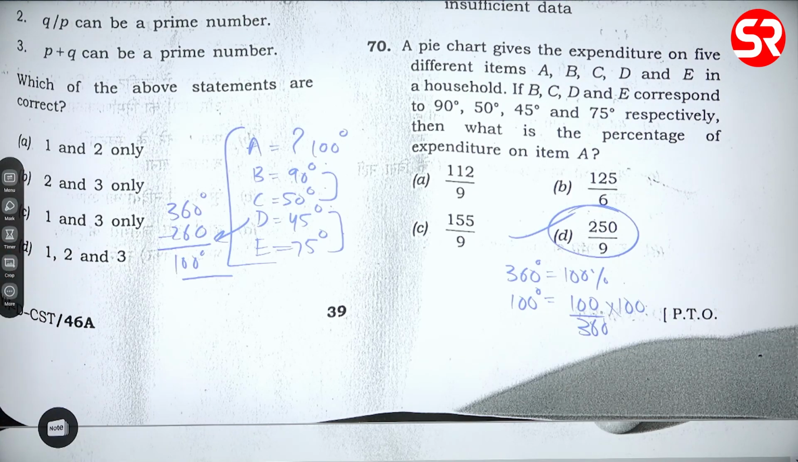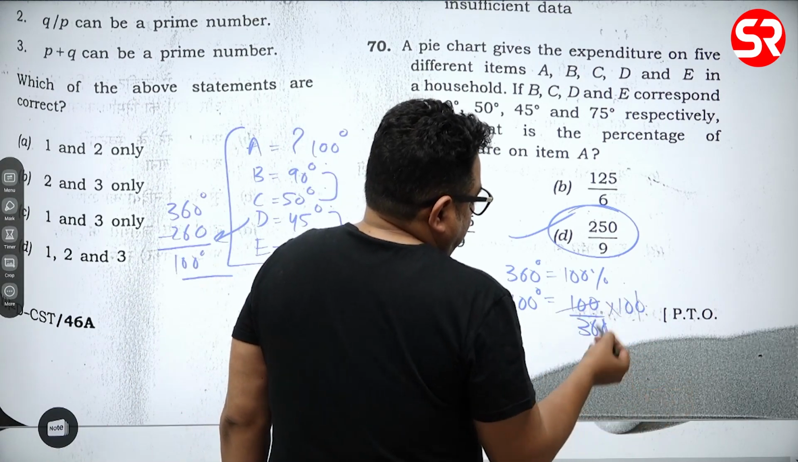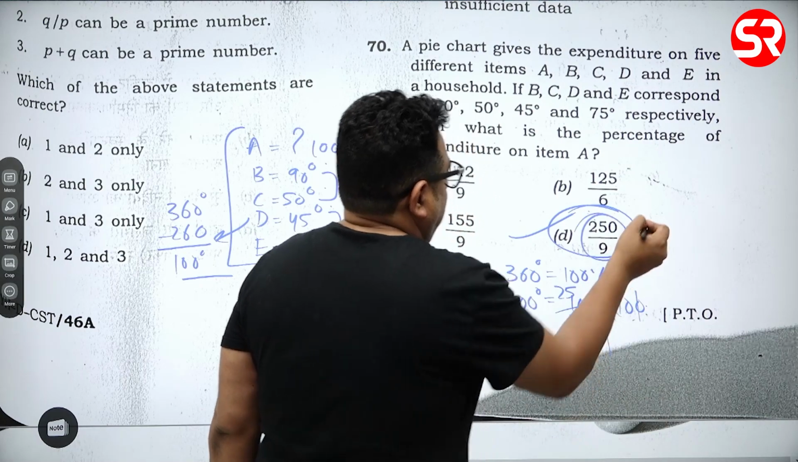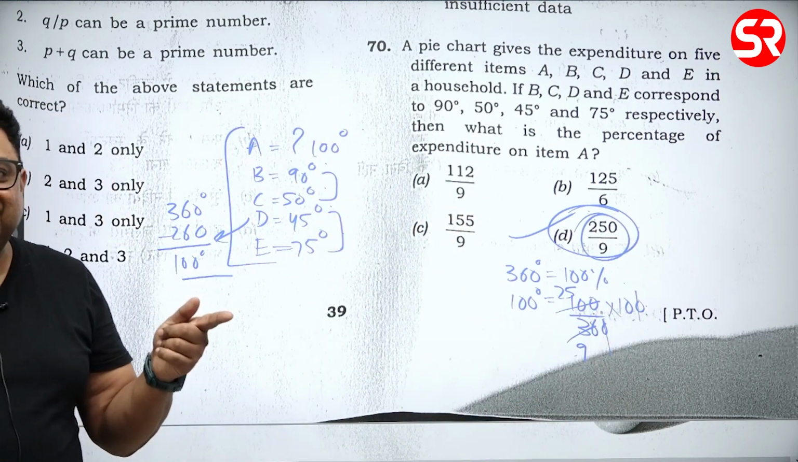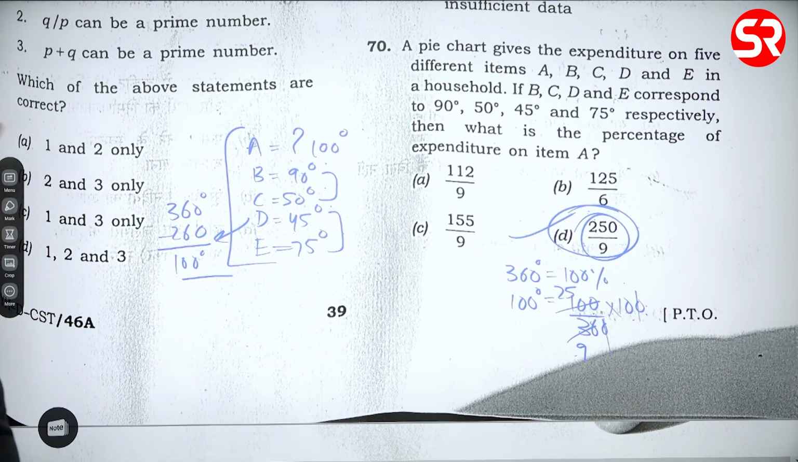Just check it out, solve it if you want to. I can easily check it. See, this comes out to be 250 by 9. Look, done. Over. Right? So I hope you are enjoying it now.